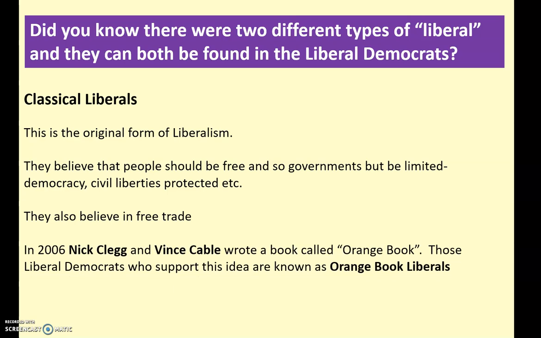Now, within the current Liberal Democrats, or recent Liberal Democrats, Nick Clegg and Vince Cable are definitely parts of this group. They wrote a book, I think it's called The Orange Book. I have a feeling it was a book which had an orange front cover. Either way, they are known as Orange Book liberals because they wrote this book where they gave out their philosophical ideas on classical liberals and how that affects the current Liberal Democrat Party.